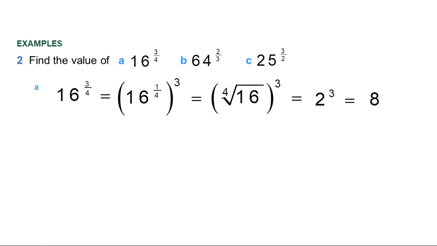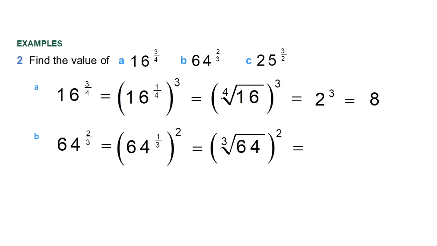Let's move on to letter B. 64 to the power of 2 over 3. So it will become 64 to the power of 1 over 3 raised to the power of 2. And 64 raised to the power of 1 over 3 is cube root of 64 raised to the power of 2. And cube root of 64 is 4, to the power of 2 then. Because don't touch yet that 2. I am just changing first. Cube root of 64, it becomes 4. Then you square it, then it will become 16.